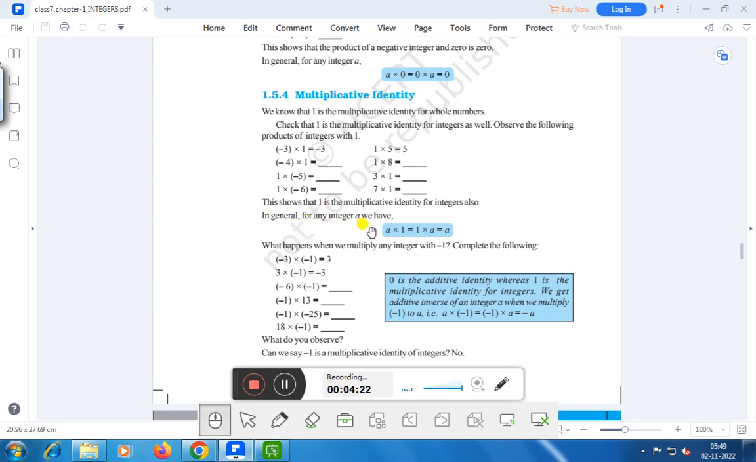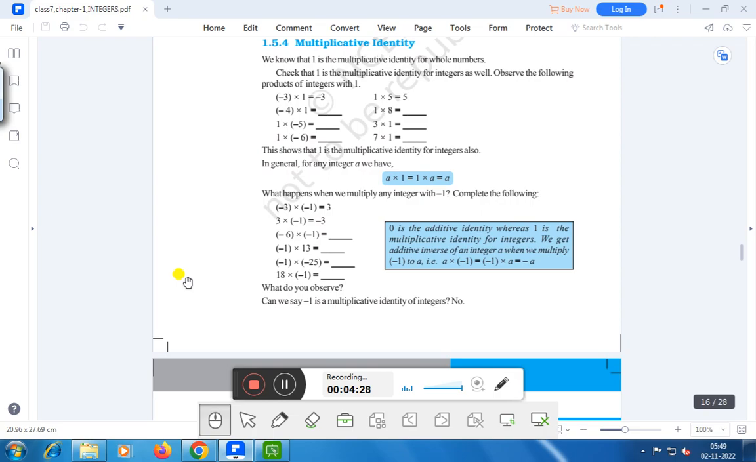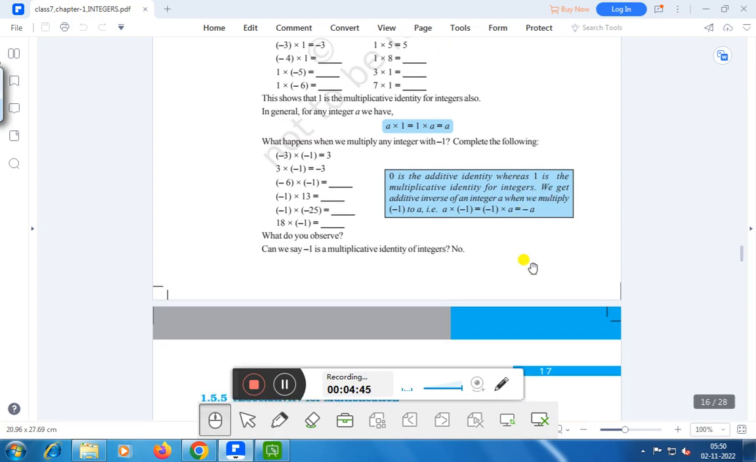Also, in general, for any integer a, we have a into 1 is equal to 1 into a is equal to a, right? Therefore, you can say that 0 is the additive identity, whereas 1 is the multiplicative identity for integers. We get the additive inverse of an integer when a is multiplied by minus 1. That is, a into minus 1 is equal to minus 1 into a is equal to minus a, right?